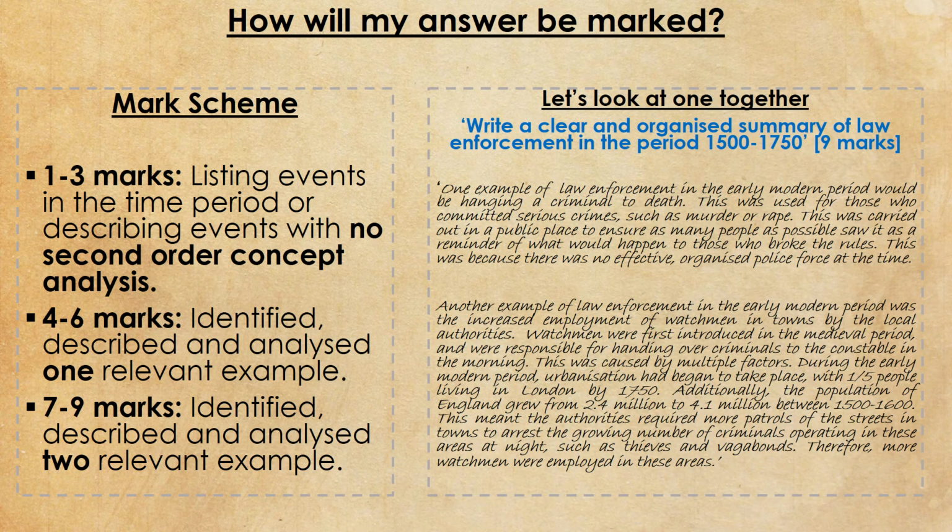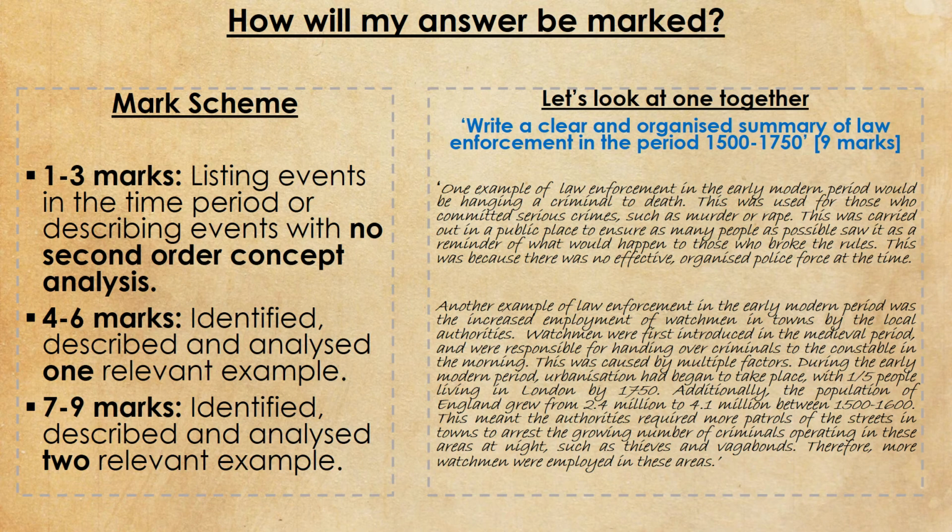Okay, let's have a look at the answer then. So it says, one example of law enforcement in the early modern period would be hanging a criminal to death. This was used for those who committed serious crimes, such as murder or rape. This was carried out in public to ensure as many people as possible saw it, as a reminder of what would happen to those who broke the rules. This was because there was no effective organised police force at the time.